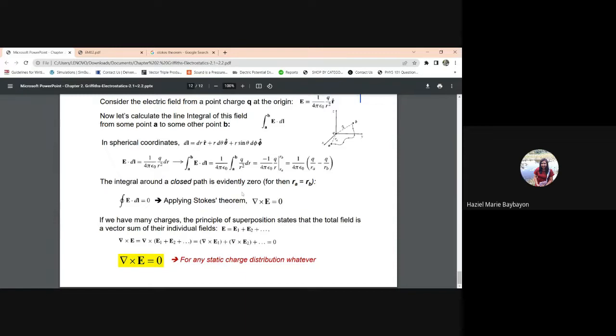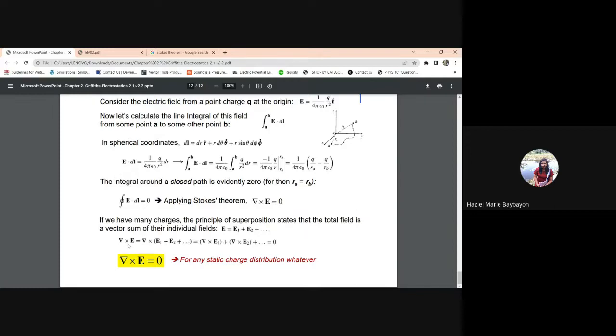Now, if we have many charges, the principle of superposition states that the total field is a vector sum of their individual fields. So we know from the superposition principle, for electric fields, the total electric field is just equal to electric field 1 plus electric field 2 and so on.